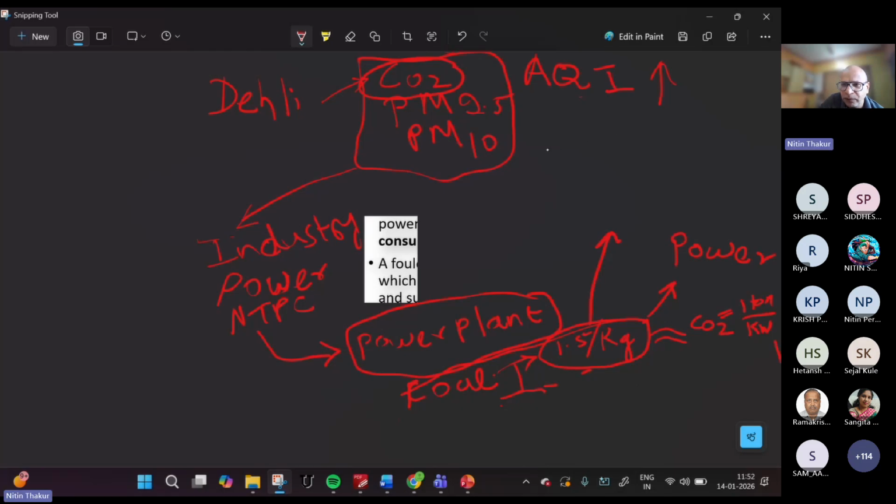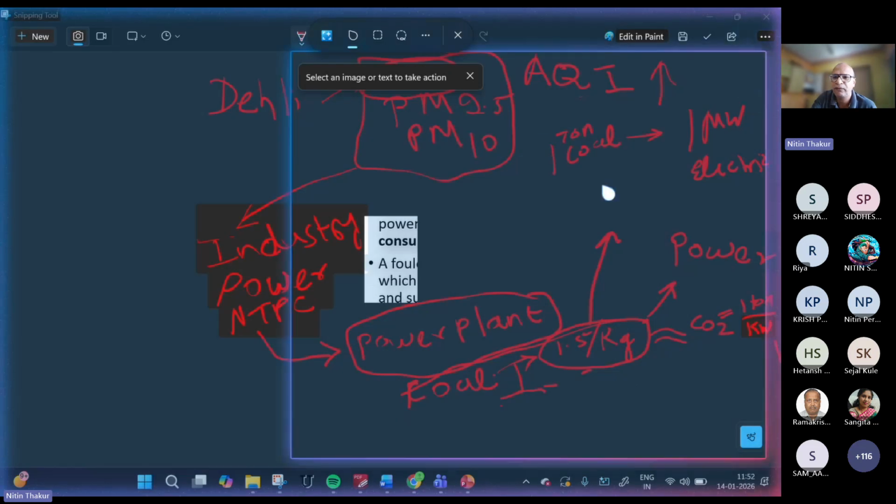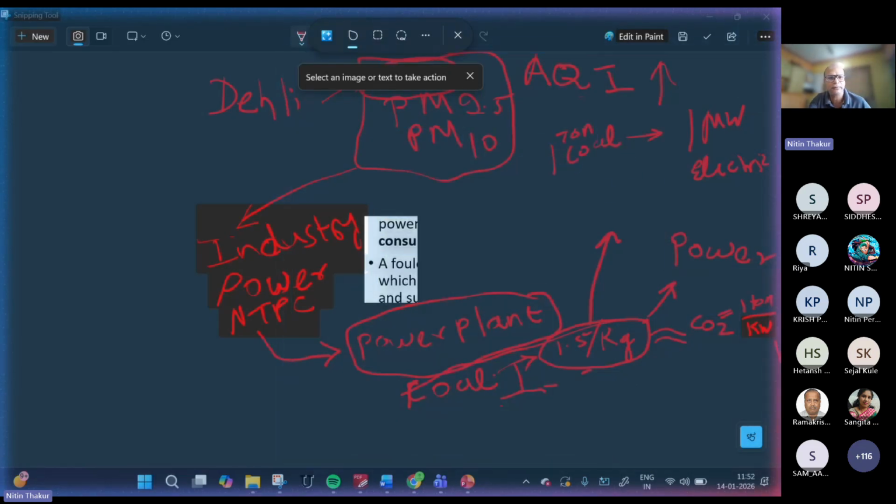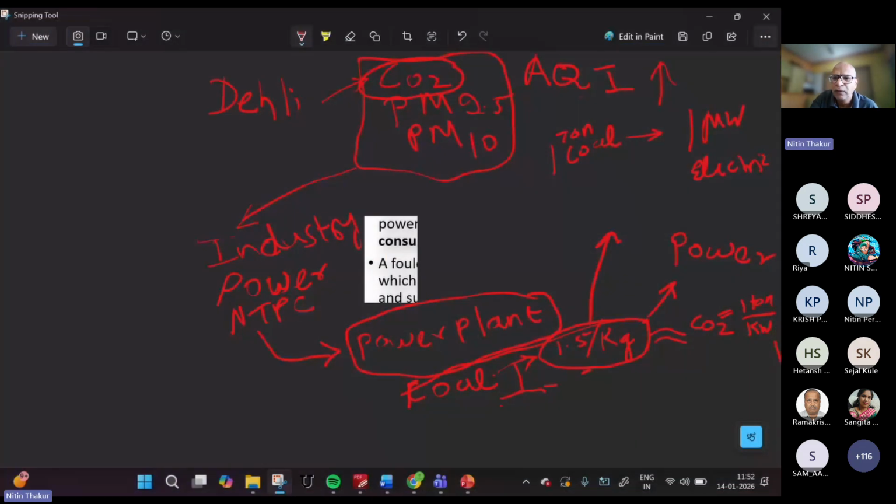So then we went in the direction of the conversion. Let's say when we are burning coal to make 1 megawatt of electricity, we need, again making up a number, 1 ton of coal. Actually, I'll take it back. For making 1 megawatt of electricity, I need 2 tons of coal.